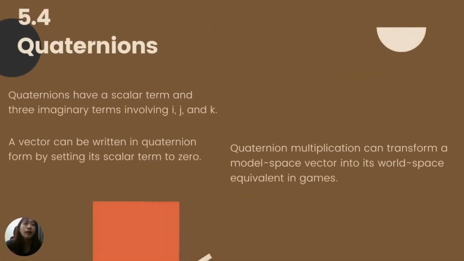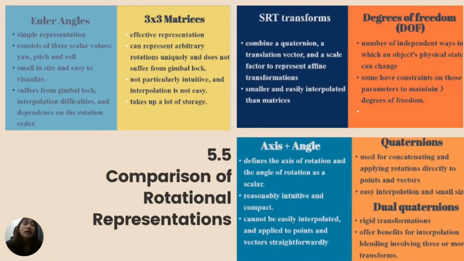From 5.4, quaternions have a scalar term with 3 imaginary terms involving i, j, and k. A vector can be written in quaternion form by setting its scalar to zero. Concatenating quaternion-based transformations involves multiplying the quaternions in the opposite order of applying the rotations. The quaternion multiplication formula can be found in this topic, and it transforms the model space vector into a world space equivalent in the game. Next is a comparison of the rotational representations.